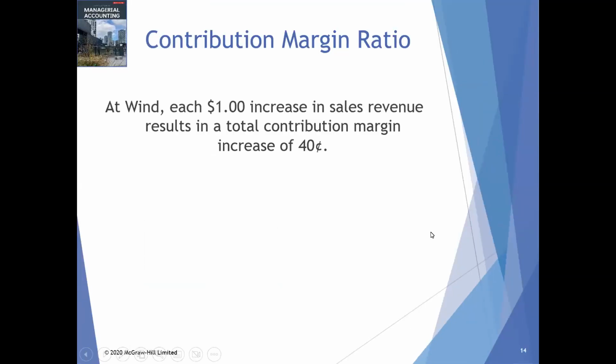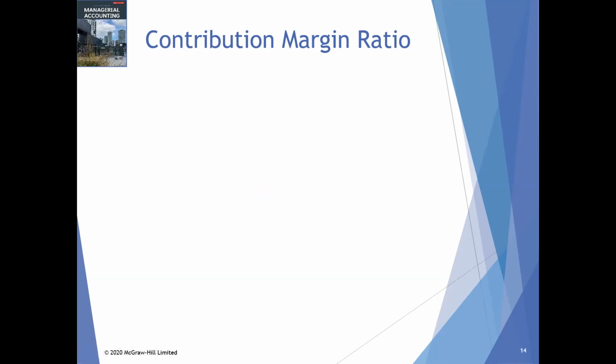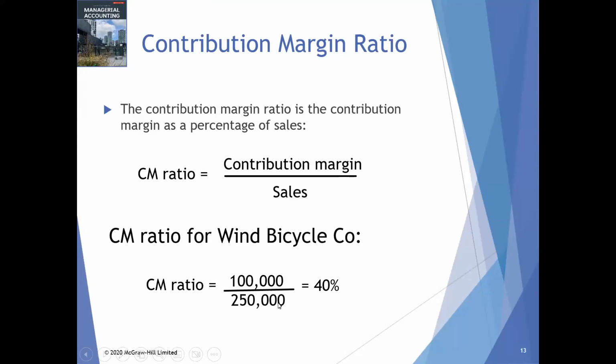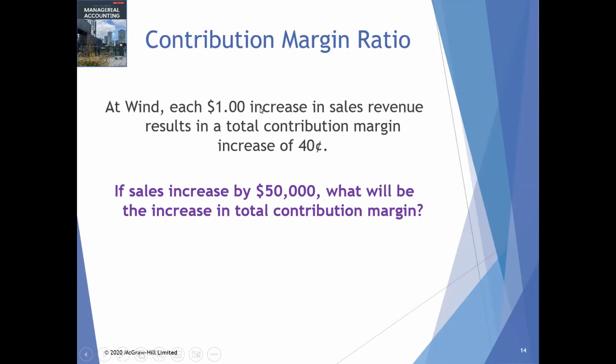Now, contribution margin ratio. At Wind, each $1 increase in sales revenue results in a total contribution margin increase of 40 cents. This is the meaning of this formula that we calculated. The CM ratio explains that at Wind, each $1 increase in the sales volume, it means sales is increasing, even if $1 is increasing, the contribution margin is also increasing by 40 cents, because this is the 40%.